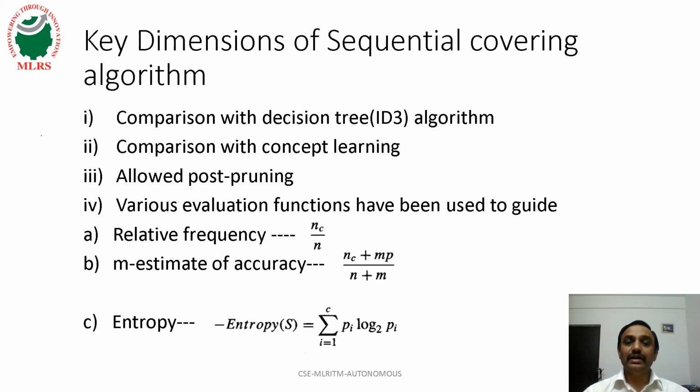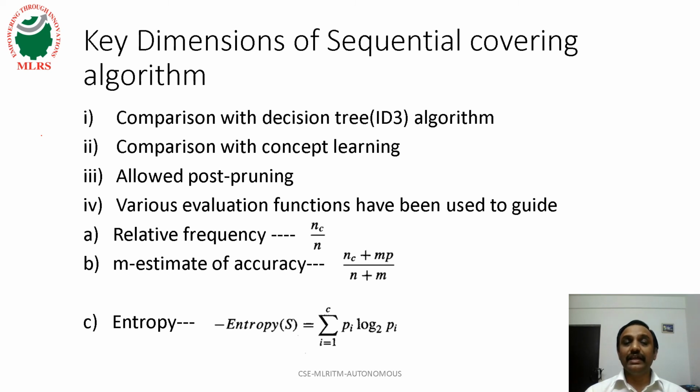Next one is comparing with concept learning. So here, in the case of the sequential covering algorithm, we start with the most general hypothesis, and we move towards a more specific hypothesis. But in the concept learning case, for example, if you take the FindS algorithm, there we travel from specific to general.